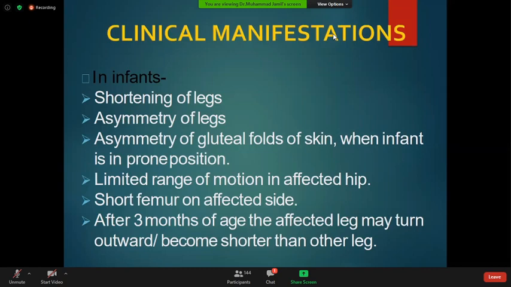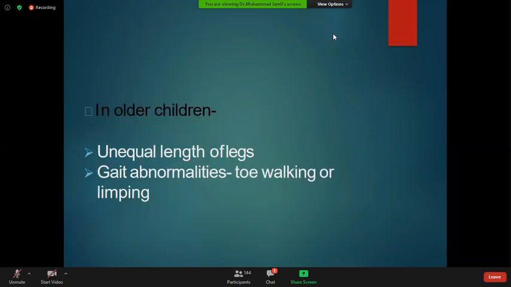After 3 months of age, the affected leg may turn outward and become shortened. In older children there are unequal leg lengths, and you will appreciate gait abnormalities, where they limp or stop walking.